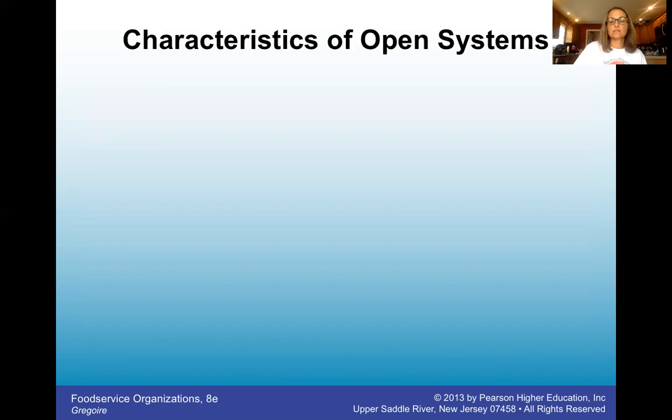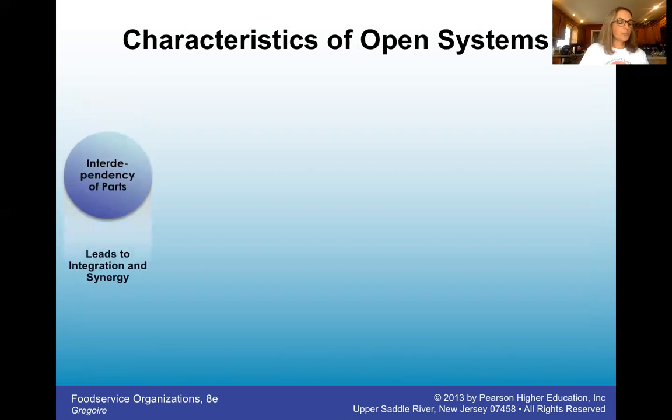All right. So characteristics of an open system. So we can have different systems, but an open system has some unique qualities in that there's an interdependency of parts, and that interdependency is a reciprocal relationship of the parts of a system.